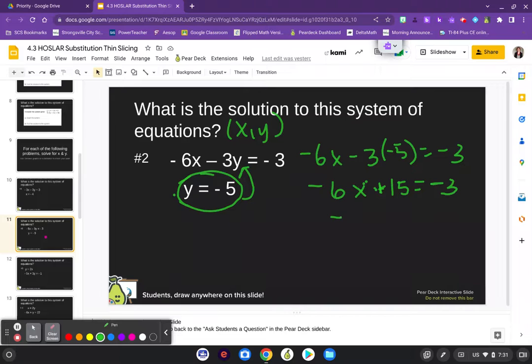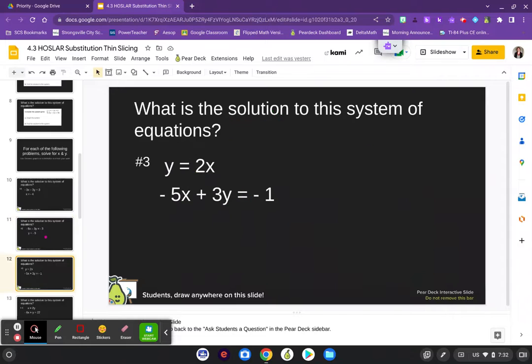Right, I'm going to subtract 15 on both sides. If I do that, I get -18. I'm going to divide by -6, which gives me positive 3. And so I have (3, -5) as my solution, or my ordered pair, where these two graphs would intersect each other.